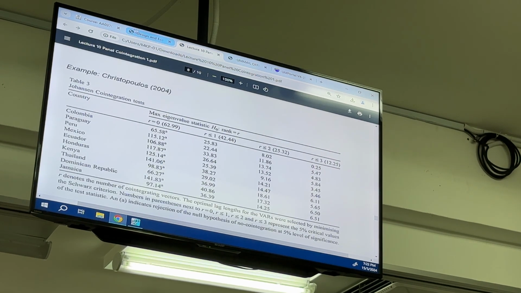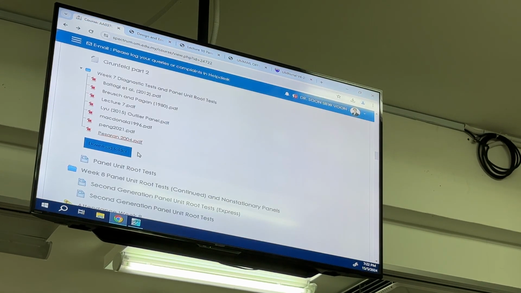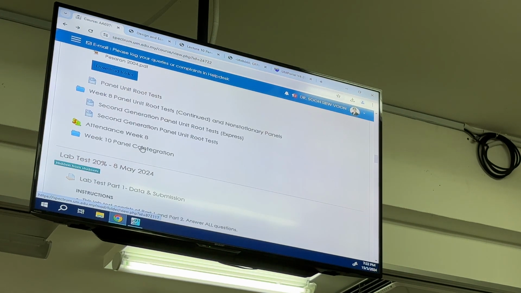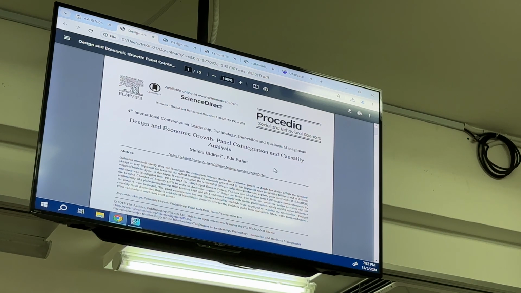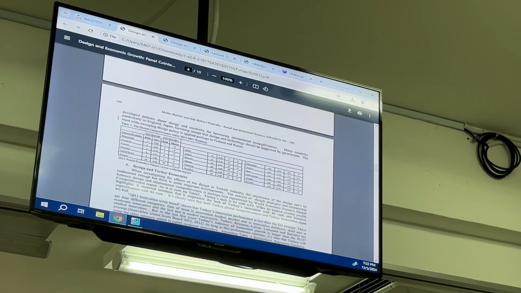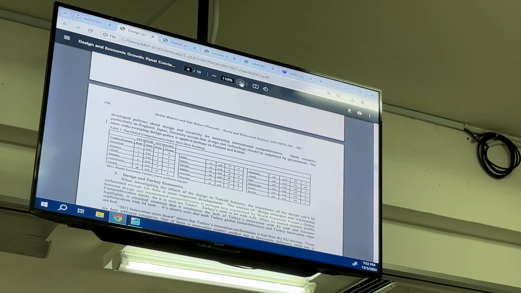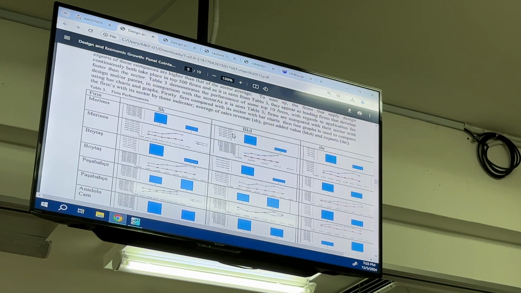So let's see the papers I uploaded in the Spectrum. Take a look. Have you gone through the papers I uploaded in the Spectrum? No, right? You just look at the lecture slides. So, for example, you can study this one published in 2015. This one is talking about panel cointegration and also causality. When you scroll down, you can take a look at how people report the results and what the motivation is.